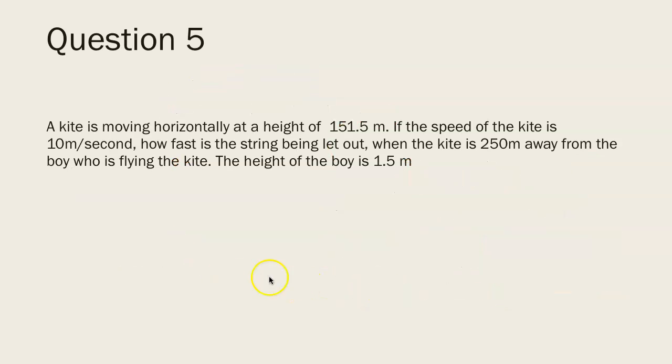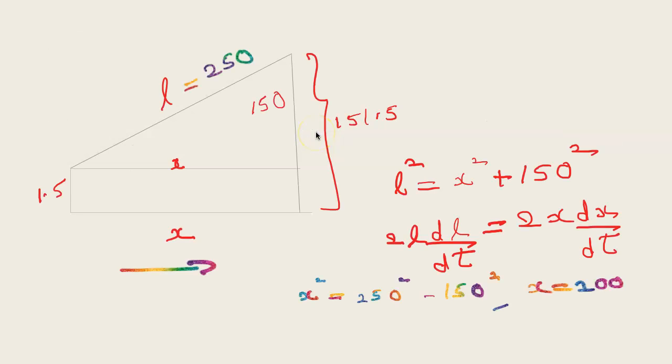Going back to the question, the kite is moving horizontally, so it is moving in this direction. Now using Pythagoras theorem, if this is x, then L squared will be x squared plus 150 squared. Differentiating with respect to t, what do we get? 2L dL by dt equals 2x dx by dt. The derivative of 150 squared is 0, being a constant. Now x squared is 250 squared minus 150 squared. You are given that L is 250. So x will be 200.